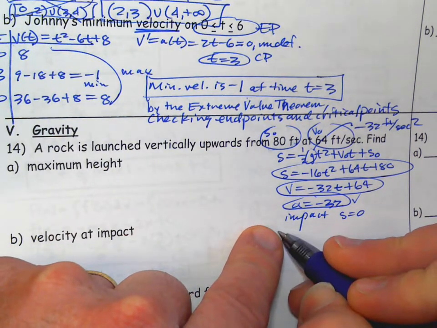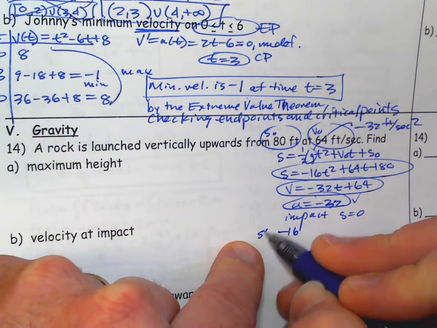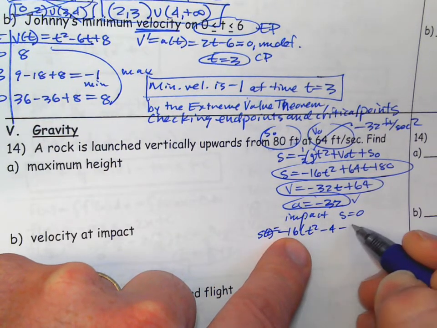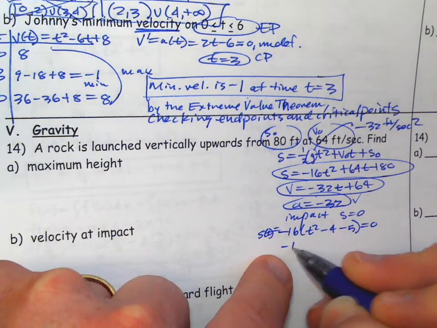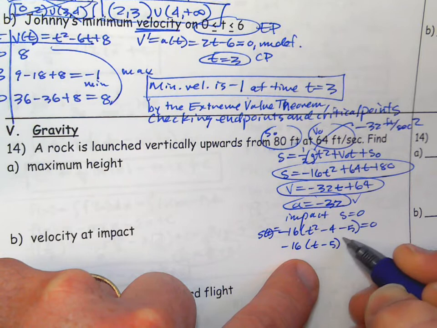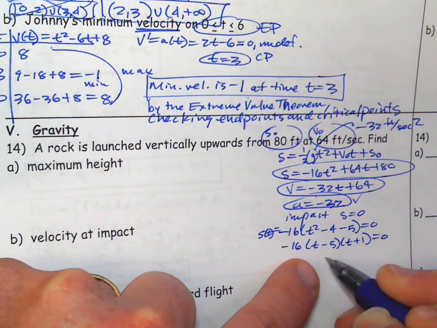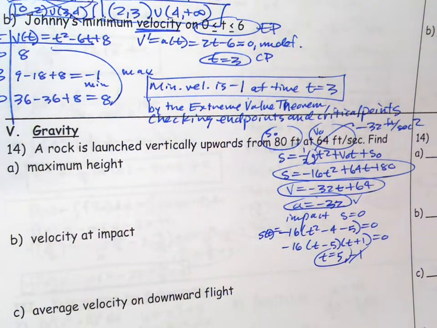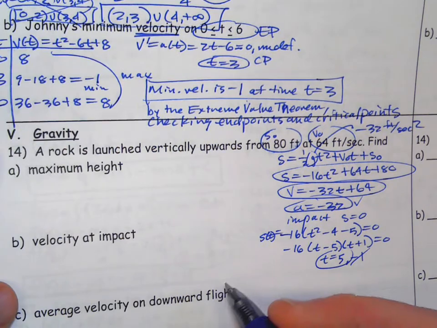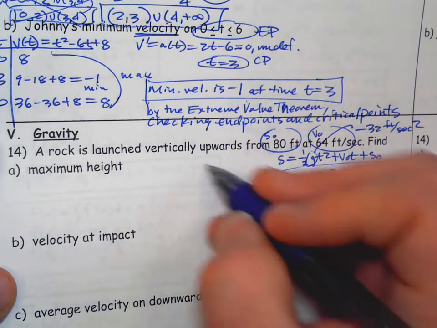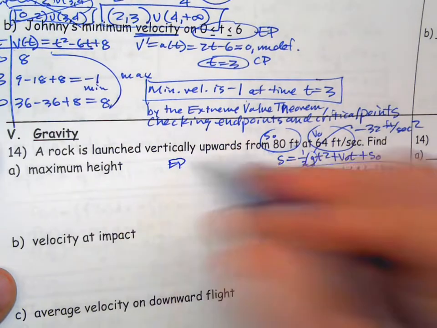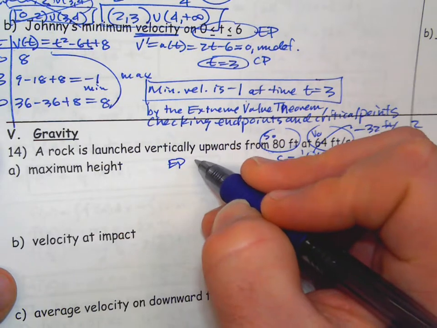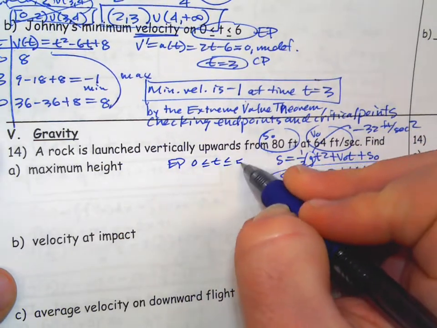So we're going to factor this. Factor out negative 16: t squared minus 4t minus 5. And then we can factor this as t minus 5, t plus 1, and then t equals 5 and negative 1. Now, we don't want negative time. If we're doing a line check, I'd probably put it on there, but it's going to be outside the endpoints. So the endpoints are going to be 0 and 5. We're only considering 0 to 5. And we got our critical point.